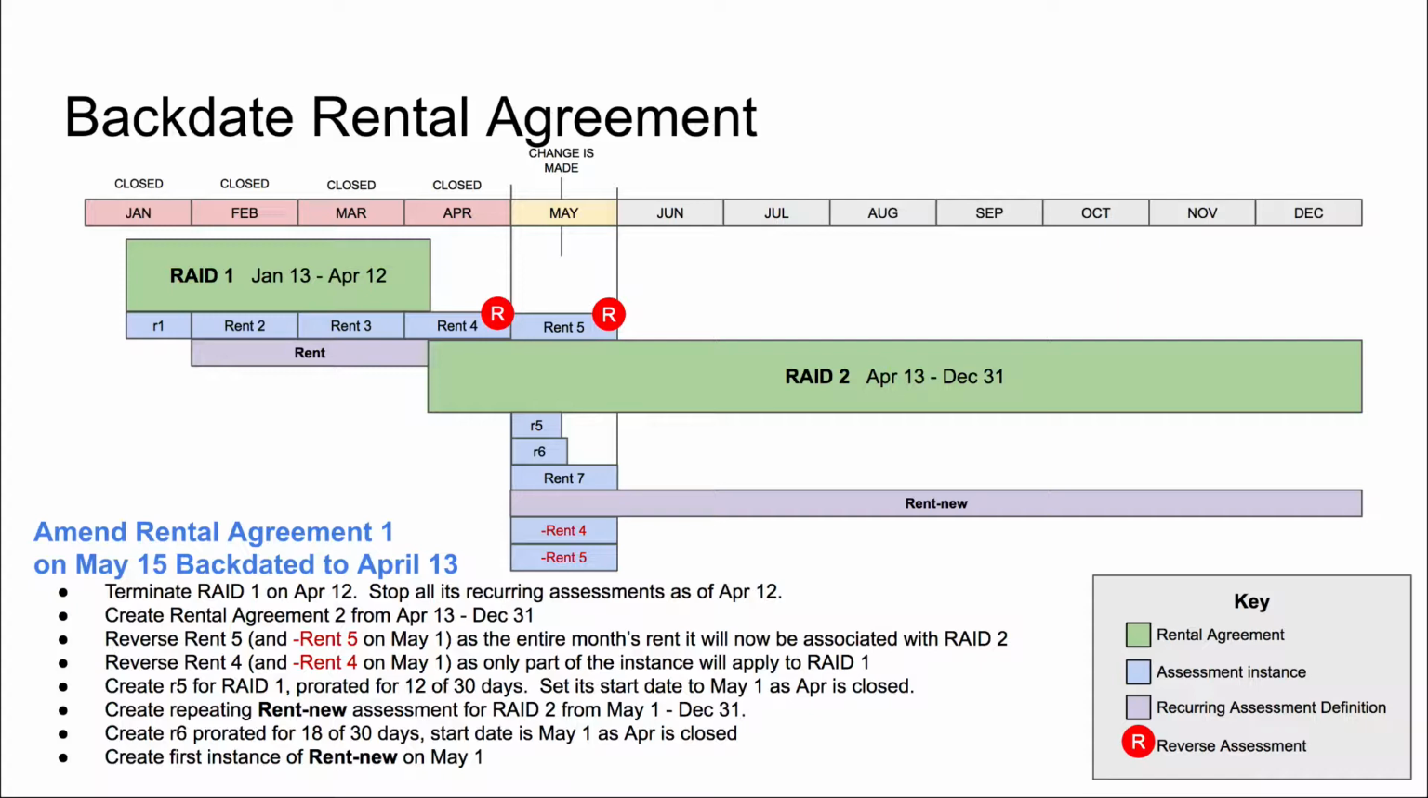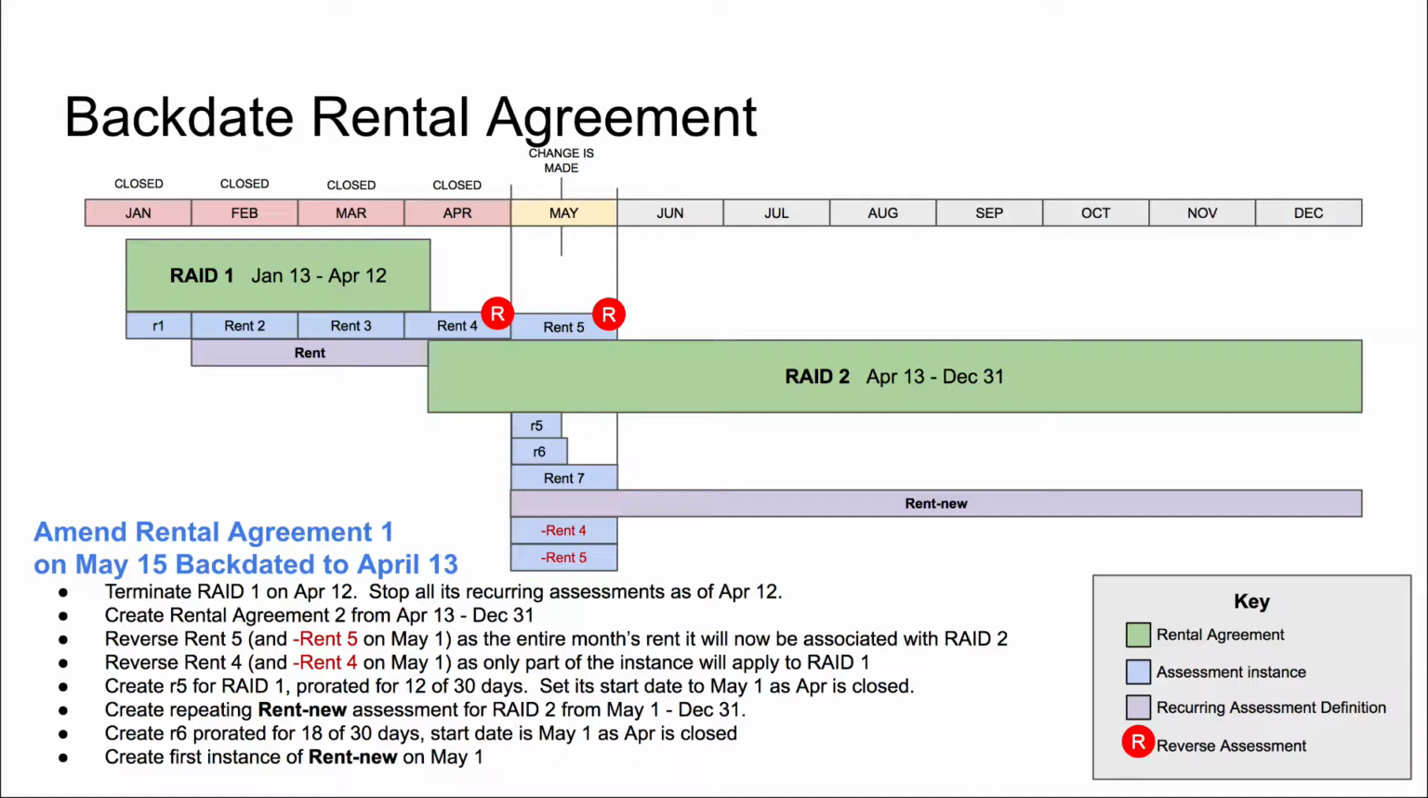So since rent 4 and rent 5 are both currently being charged to RAID 1, we would have to reverse both of those, because introducing RAID 2 back in April means that some of the rent for April will be charged to RAID 1 and the rest of it will be charged to RAID 2, and all of the rent for May will be charged to RAID 2. But since the month of April is closed, we can't create any adjusting entries like the reversal for rent 4 back in April. So Roller creates that entry at the first available date, which is May 1st. So you'll see a minus rent 4 blue box there representing the adjusting entry for rent 4.